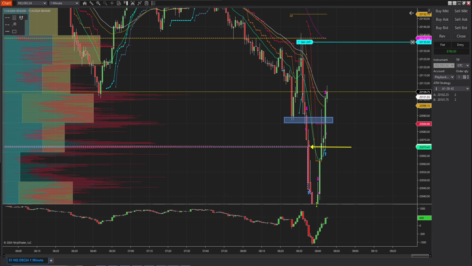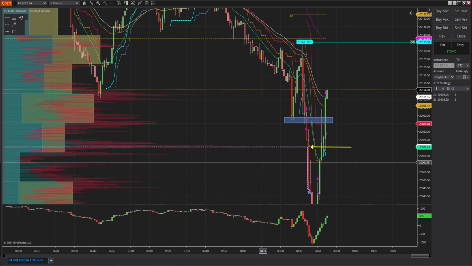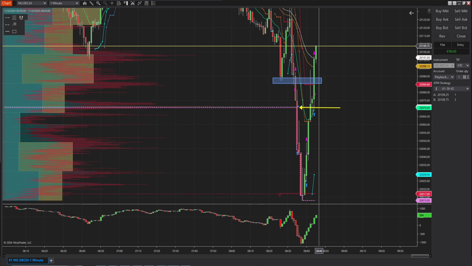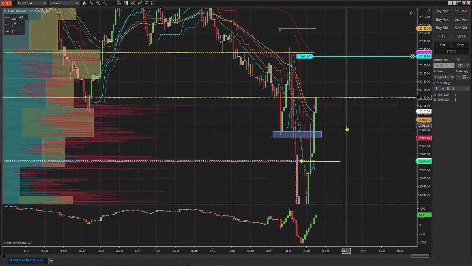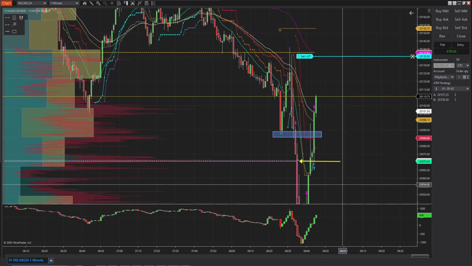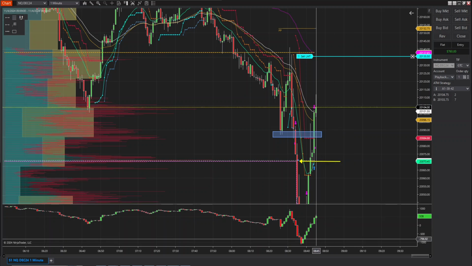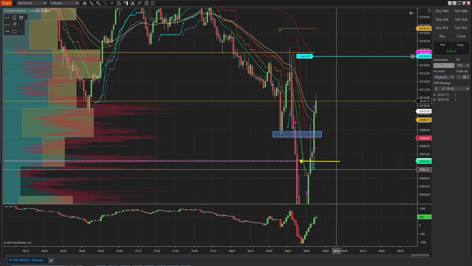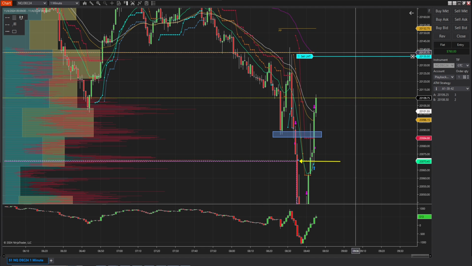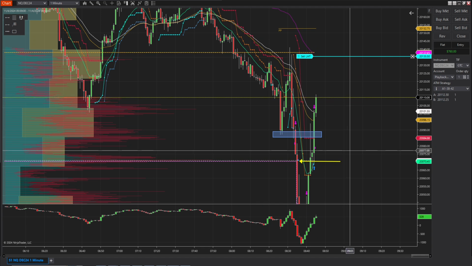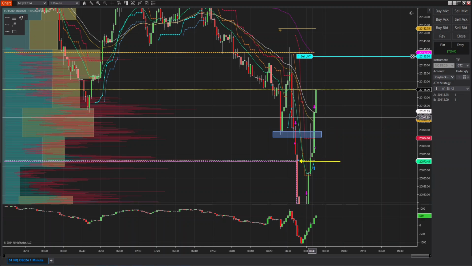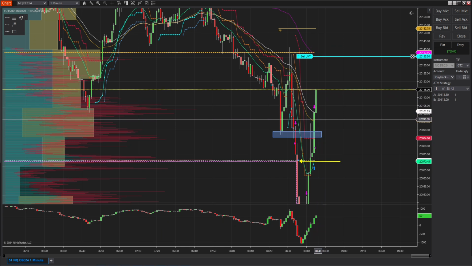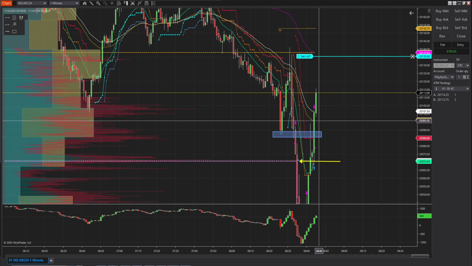So since it has reversed so nicely, there could be one pullback before it continues further, or it can still hit the VWAP and continue low also. But looking at the cumulative delta, it should be going higher. At the same time, I don't want to go long here. If I go long here, my stop has to be right here at the low of this candle.